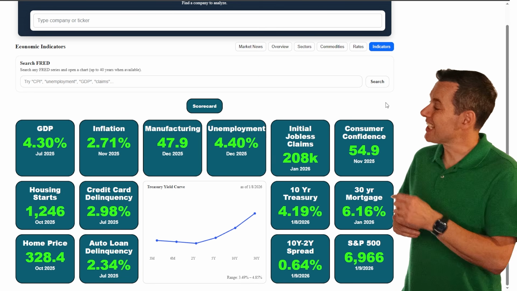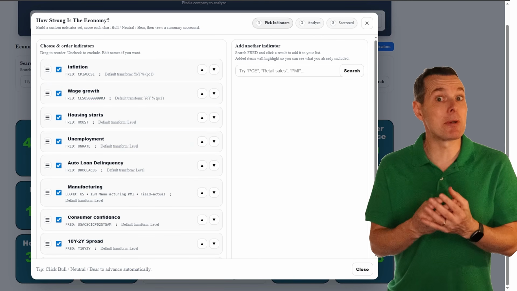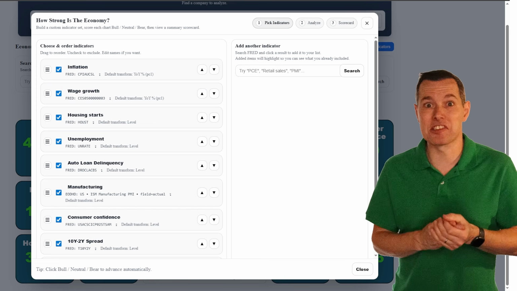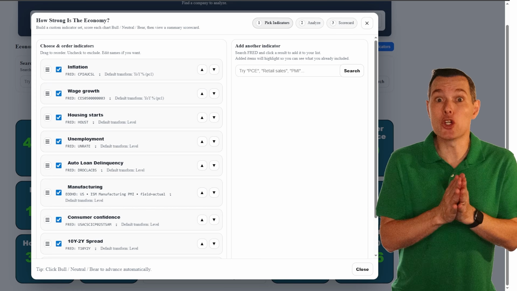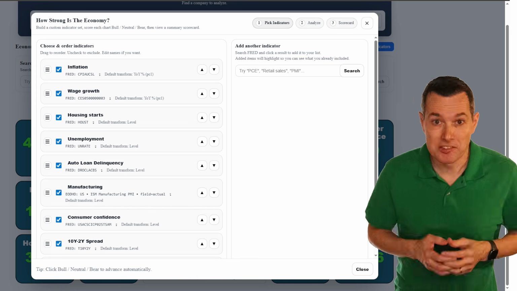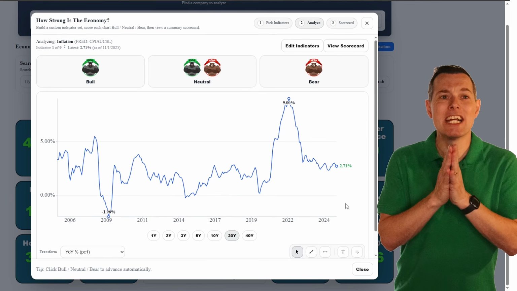So if we jump over and click on this scorecard here, this lets us look at whatever economic indicators we want. These are my default economic indicators that historically have done a good job of proving whether or not the economy is in a good position or a bad position. So let's scroll down here and click Begin Analysis.